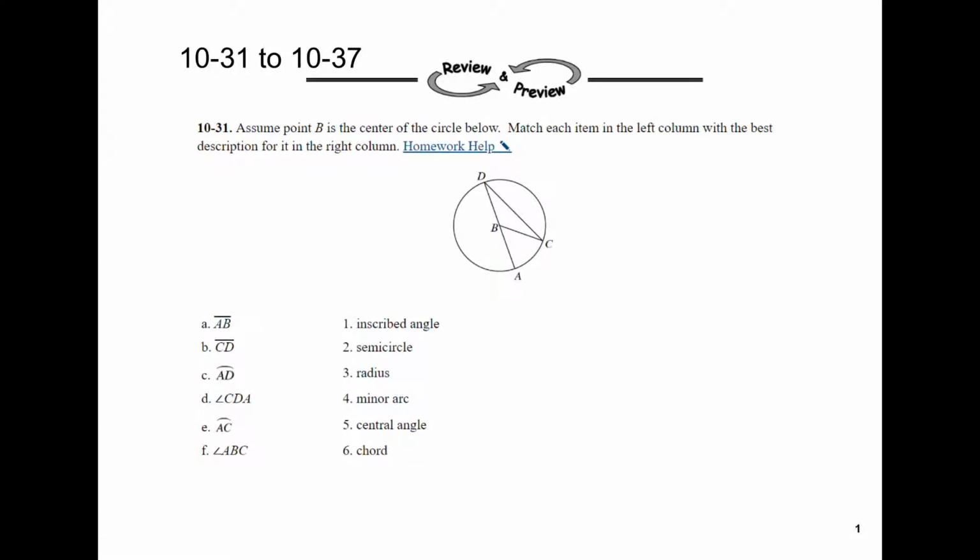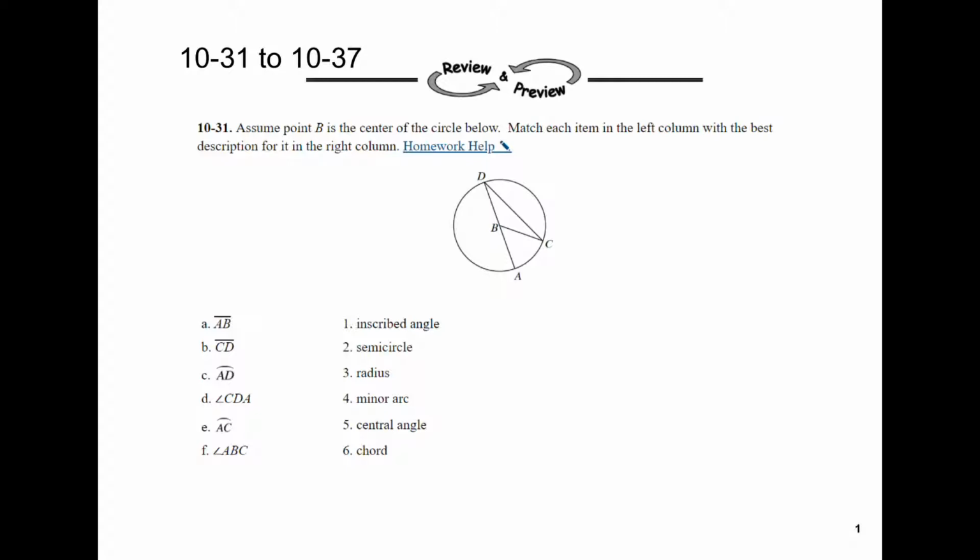Welcome to Review and Preview Problems 10-31 to 10-37 in the CCG book. 10-36 says, assume point B is the center of the circle below. Match each item in the left column with the best description for it in the right column.